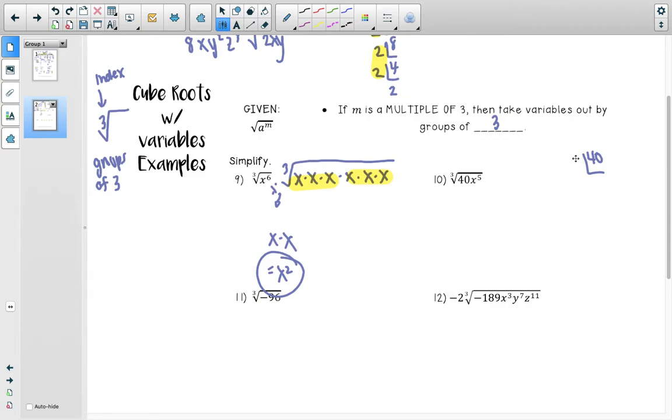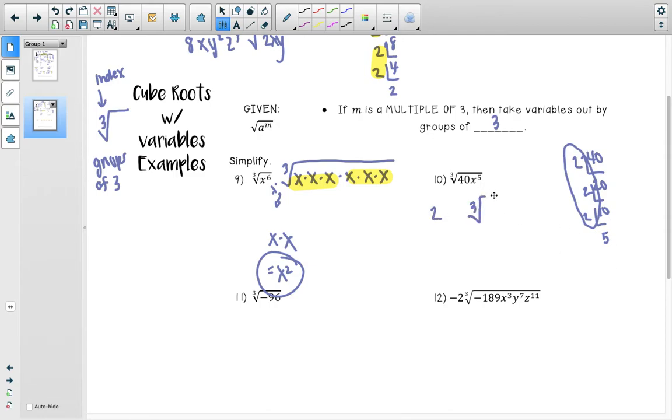All right, so we're doing the same thing that we did with the square roots, but we're just grouping up differently. So 40 divided by 2 is 20. Divide that by 2 and you get 10. Divide that by 2 and you get 5. And 5 is prime, so you can't go any further. And you see how you get a group of 3 right here. Well, that group of 3 goes to the outside, so it's 2. This 5 is going to stay on the inside.